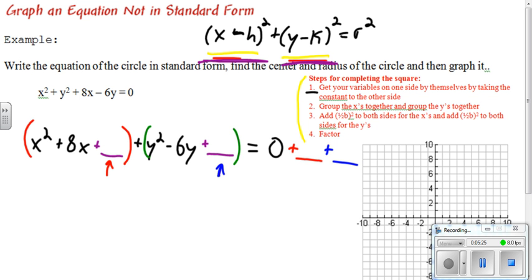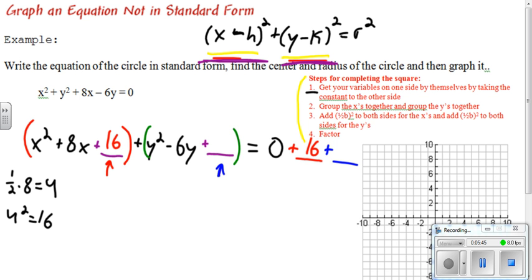Looking at our x's, our b value is 8. So we'd say 1/2 of 8 equals 4. 4 squared equals 16. So 16 is the value that goes in here. So 16 is the value that goes right here.